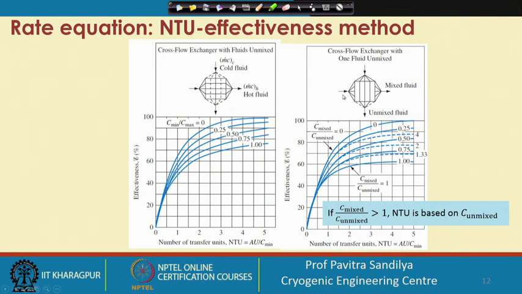So this is for the cross flow, this is for the unmixed, and this is for the mixed cross flow. And in this particular unmixed and mixed combination, we find that if C mixed by C unmixed is more than 1, then the NTU is based on the unmixed C.